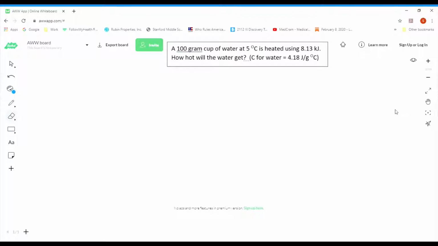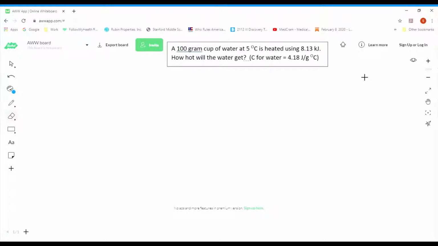Okay, hello. Welcome to the second sample problem for chapter section 16.1. We've got this problem up here that says a 100-gram cup of water at 5 degrees Celsius. We're going to assume that the 100 grams is water. Don't worry about the cup, just the water. That's the mass of the water in there.